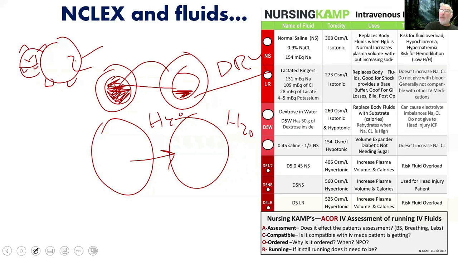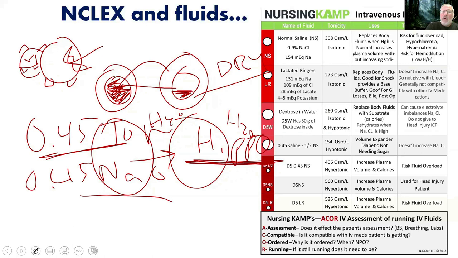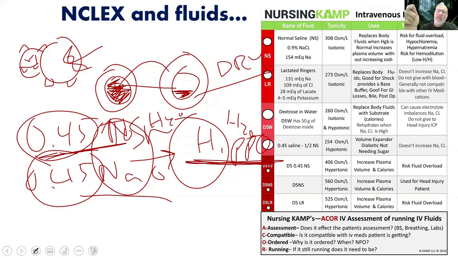So the way I remember this is 45-ton hippo. A 45-ton hippo would be 0.45 NaCl, or 45 normal saline. That is a hypotonic solution, which means that all the fluid that's in the ECF will go into the cells and the cells will start to swell, which will cause the patient to become dry. And that's a big problem.